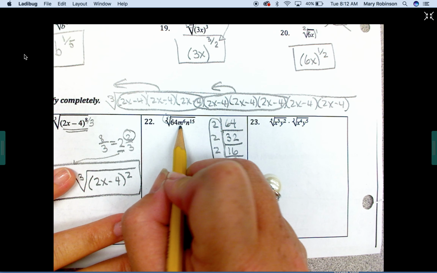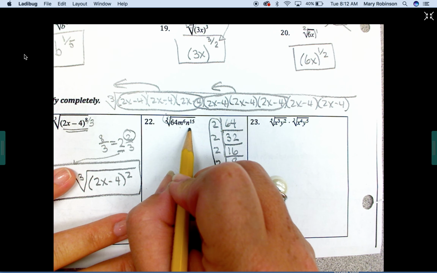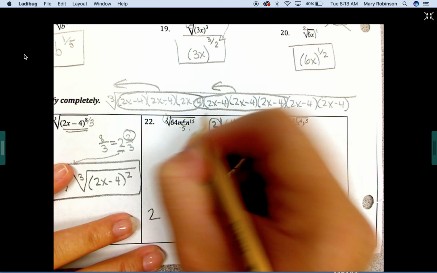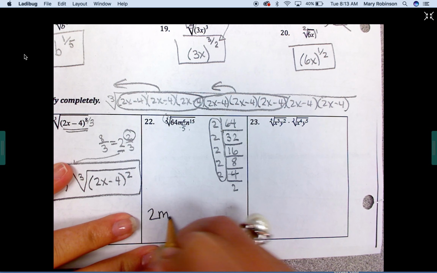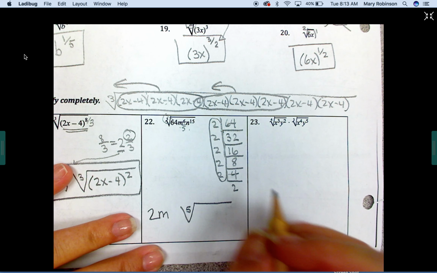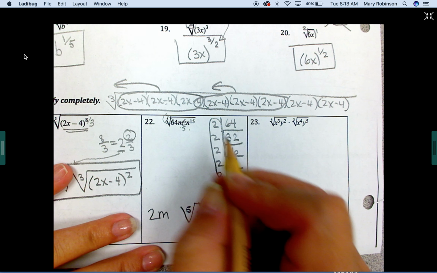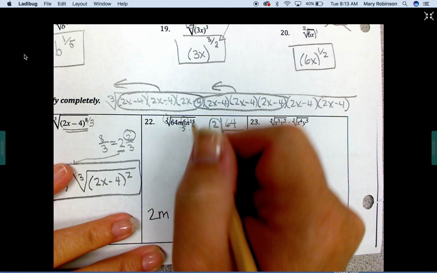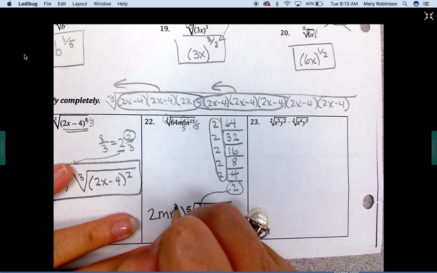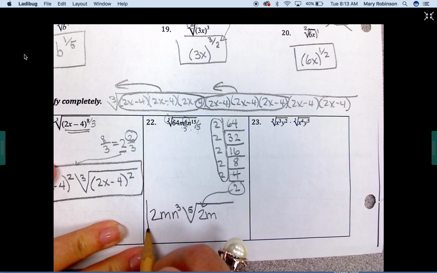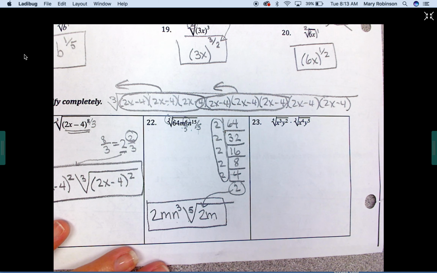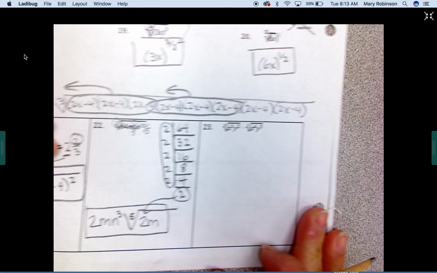Now, mind you, if you want, you can write out 6 m's and 15 n's and then group them in groups of 5. I am simply going to recognize that if I divide 6 by 5, it goes in 1 time with 1 left over. So far left over, I have this 2. I have an m left over. And if I divide 15 by 5, I get 3, which tells me I'll get 3 groups of n's. And I'm through. So 2mn cubed times the 5th root of 2m.